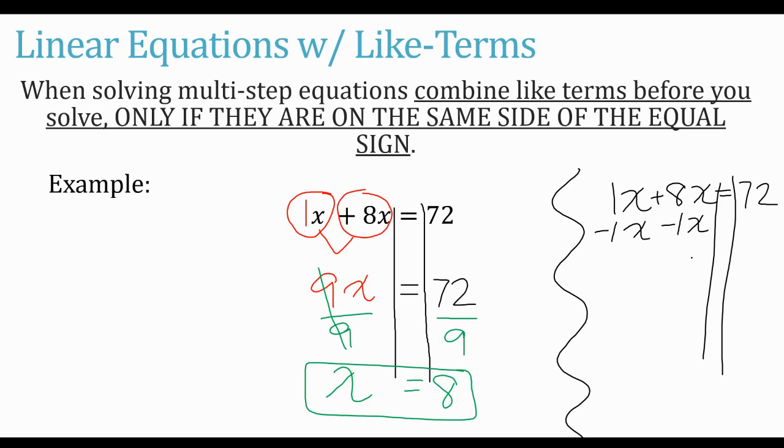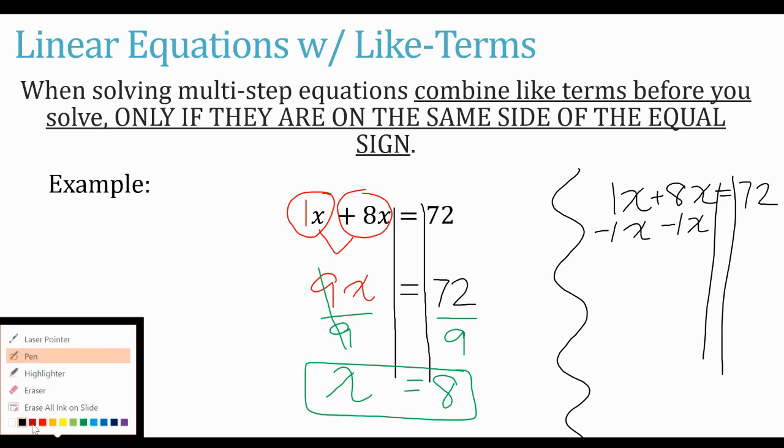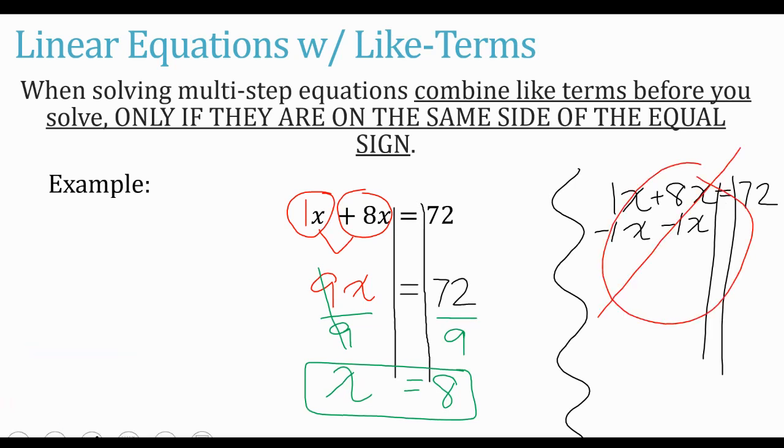But the reason why we do not do that is because there's no equal sign here. So we can't subtract the 1x because we're not subtracting it over anything. So do not do this. If they're on the same side, just combine them like what we did here. Same side, combine. Okay, let's take a look at another example.